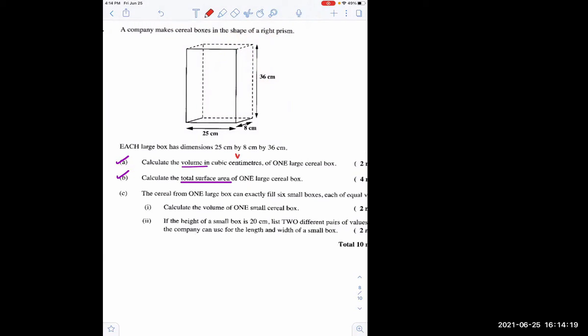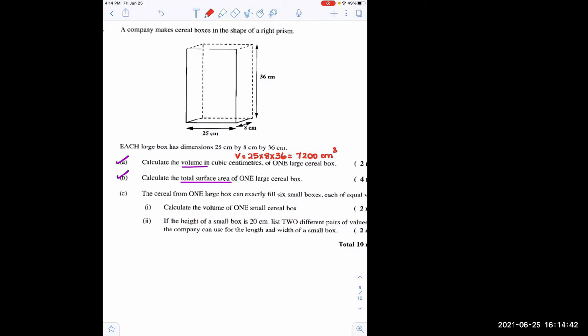So the volume is 25 by 8 by 36. 7,200, miss. What are the units? Centimeter squared. No, miss, cube. Cube, miss. Did you all get that? Yes, miss. Very good.